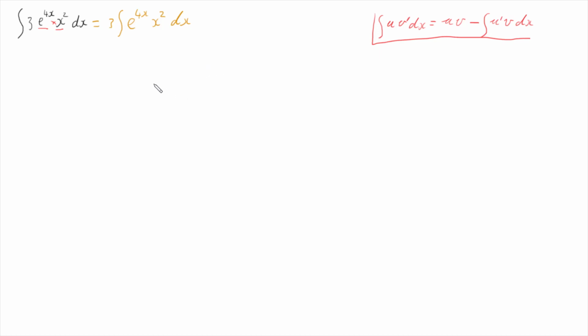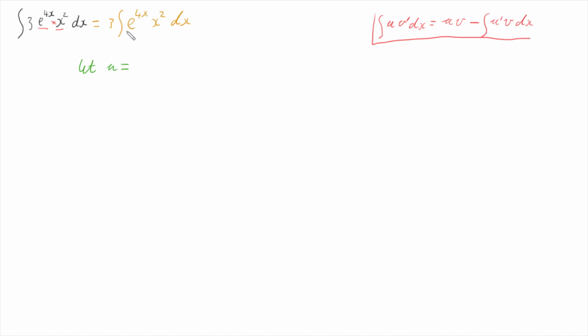U needs to be the function that will derive down to something that effectively cancels out or is nothing within an integral. It means nothing. So with u, we want to pick the one that will derive eventually down to something that's a constant or is very easy to integrate.